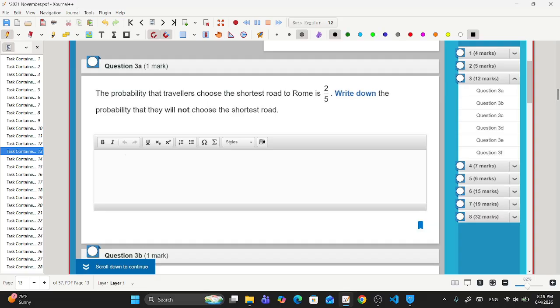If the probability of Rome is, let's say, 2 by 5, so the probability of the shortest road, I should have written it like this, short. So the probability of not short should simply be 1 minus 2 over 5, which is 1 minus 0.4, which becomes 0.6 and can be written as 3 by 5.